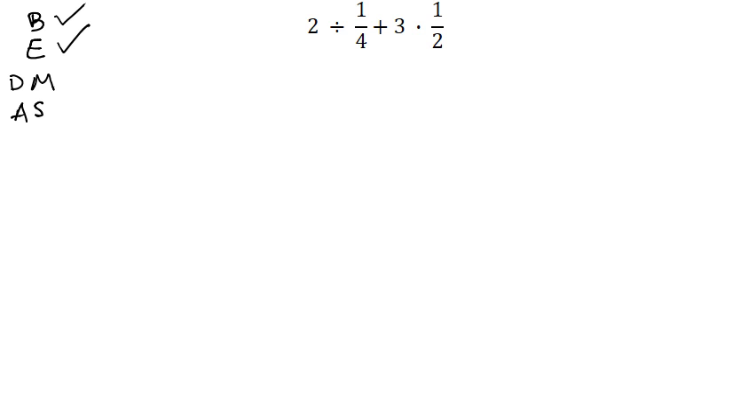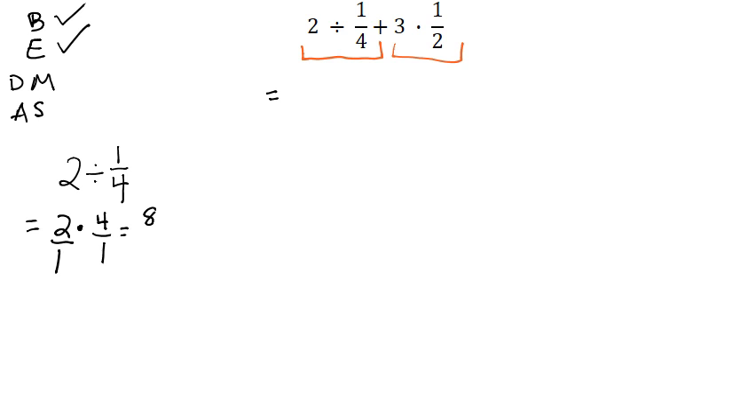I see both division and multiplication. Here I see division, and here I see multiplication. So remember, the rule with division and multiplication is that we go from left to right. So the first thing we're going to do is the 2 divided by 1/4. So you remember that to do 2 divided by 1/4, we can rewrite that as a multiplication question with the reciprocal of 1/4, which is 4/1. We can write 2 as a fraction as 2/1. So this means 2 times 4 is 8, and 1 times 1 is 1, and 8/1 equals 8.